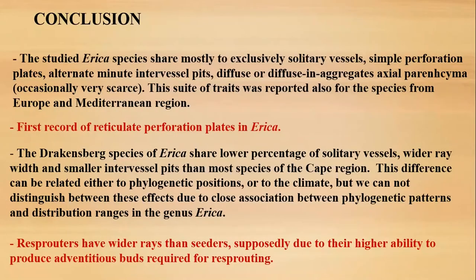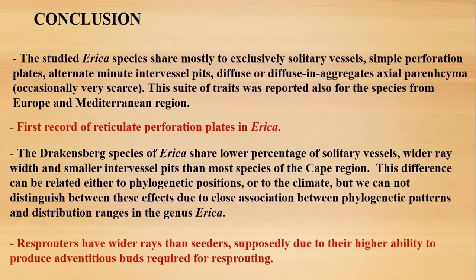Our conclusion: the studied Erica species share mostly exclusively solitary vessels, simple perforation plates, alternate minute intervessel pits, diffuse to diffuse-in-aggregates axial parenchyma. And then we see the occasional very sparse or scarce ones that don't have much axial parenchyma in them. And this suite of traits was reported also from the species of European and Mediterranean regions. And we also made the first record of reticulate perforation plates in Erica. And the sampled species from Drakensberg have a lower percentage of solitary vessels, wider ray width, and smaller intervessel pits than most of the species from the Cape region.